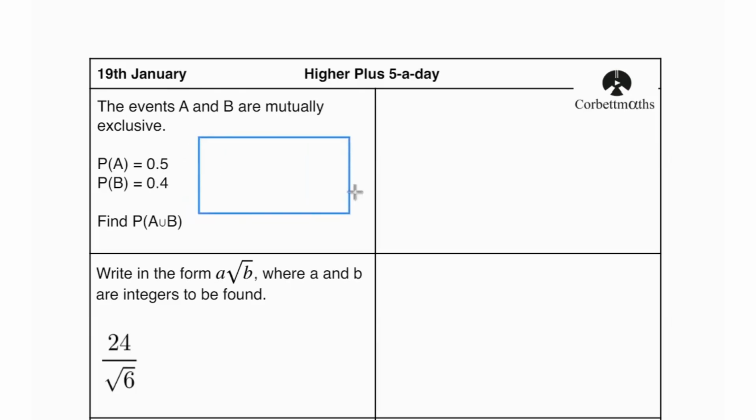So if we draw the Venn diagram for this, if A and B are mutually exclusive, that means they have nothing in common. Which means to find the probability of A union B, we will add the probability of A to the probability of B, and that's going to be your answer.